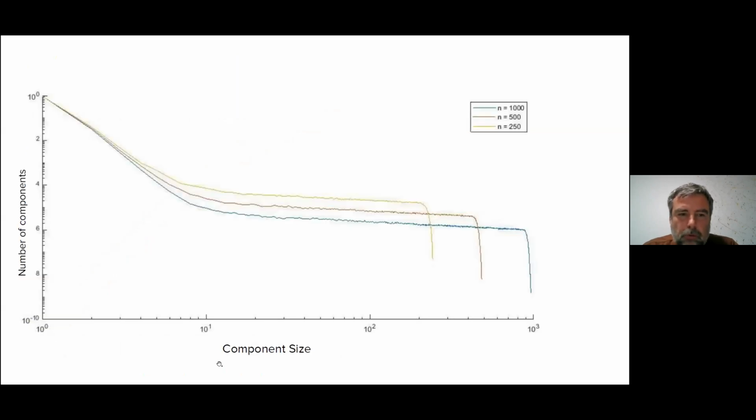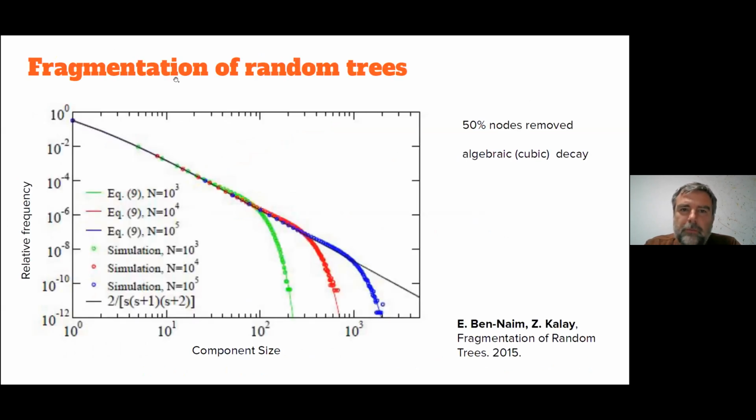Also, you may look at how the component sizes scale with the number of components, and you see some algebraic trends. There are two phases, with two different slopes. There's similar work on the fragmentation of random trees by Eli Ben-Naim and Zoe Kollár, and they show that on random trees, if you eliminate nodes, you also see algebraic trends. They proved it by some really nice calculation.